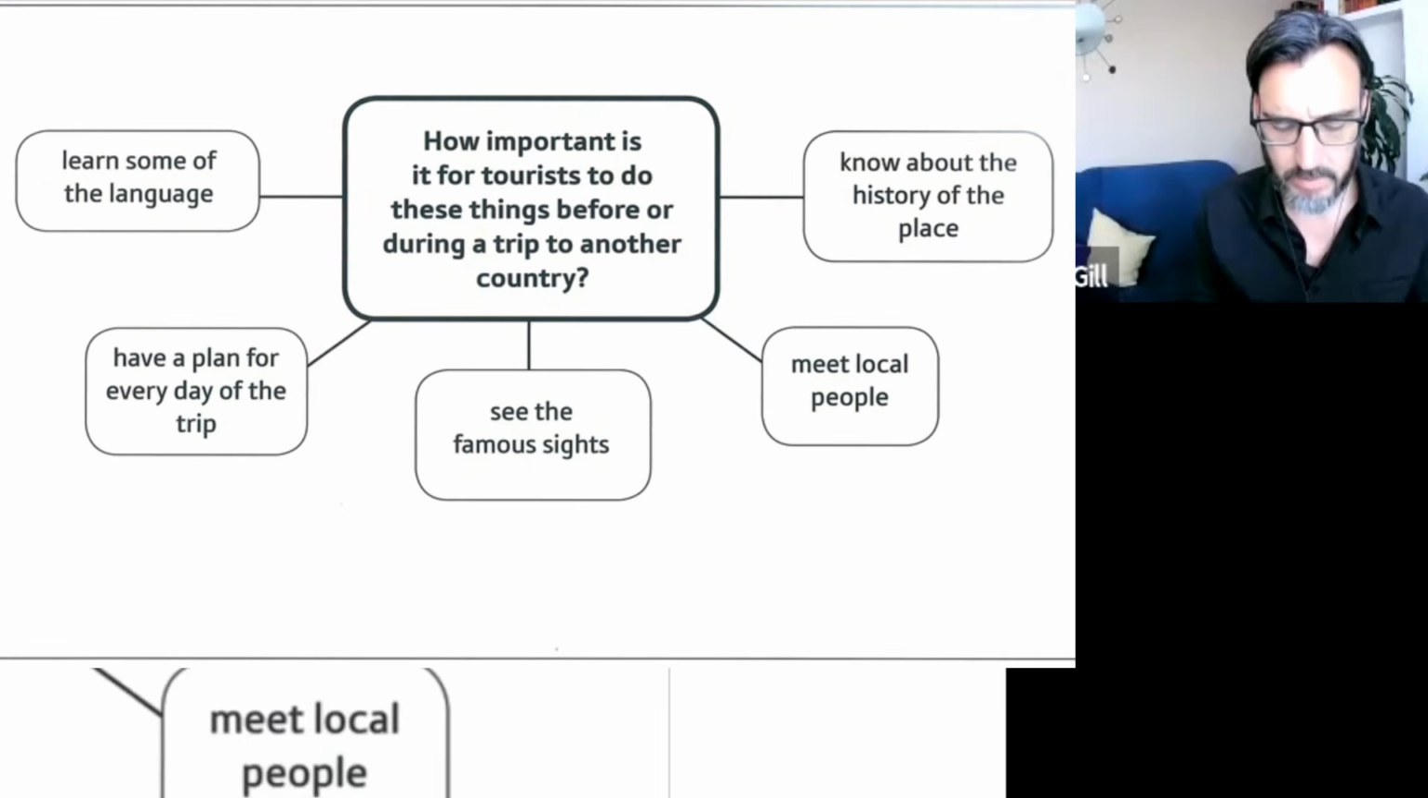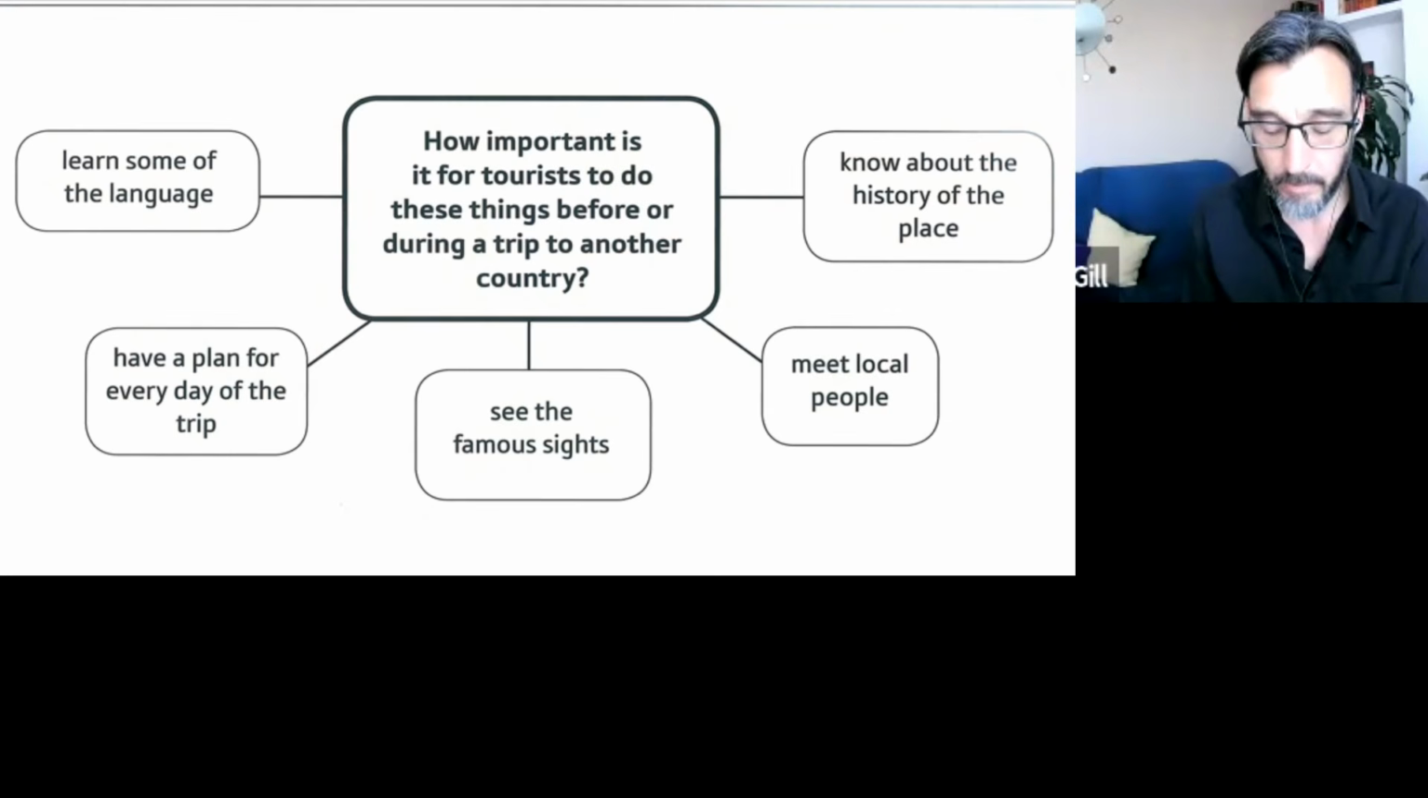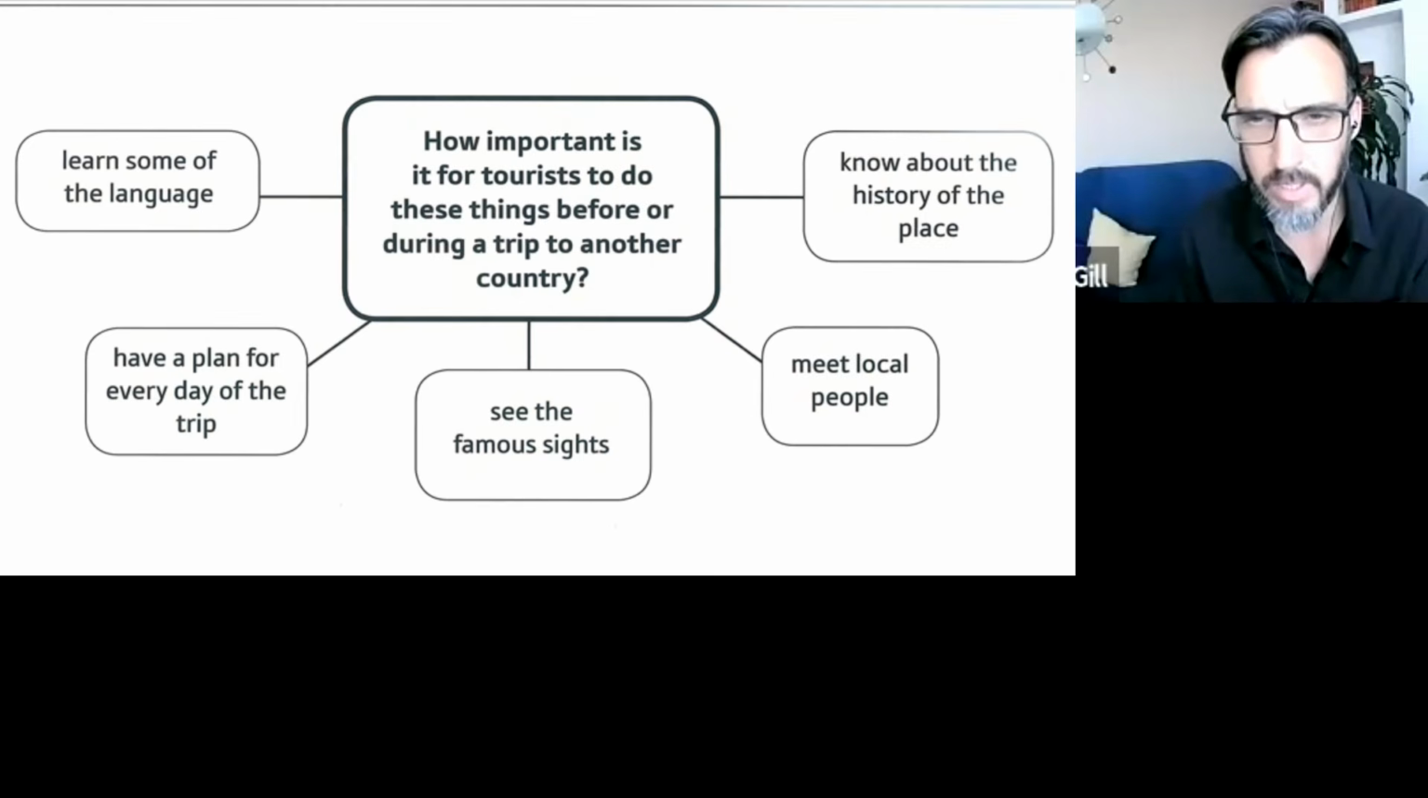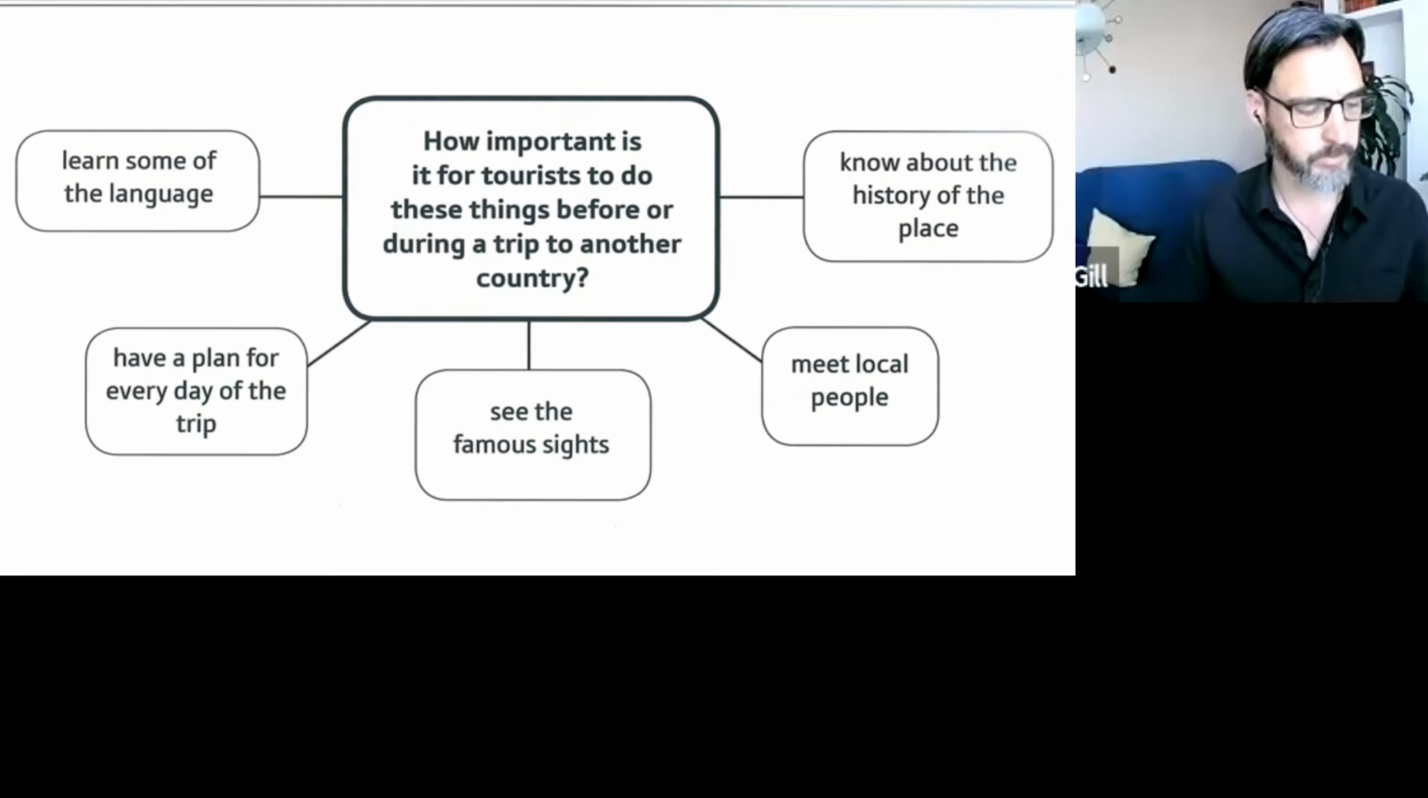Okay, so let's move on to part 3 now. Now I'd like you to talk about something together for 2 minutes. So here are some things that tourists might do before or during a trip to another country. First, talk to each other about how important it is for tourists to do these things before or during a trip to another country. You have 15 seconds to look at the diagram.